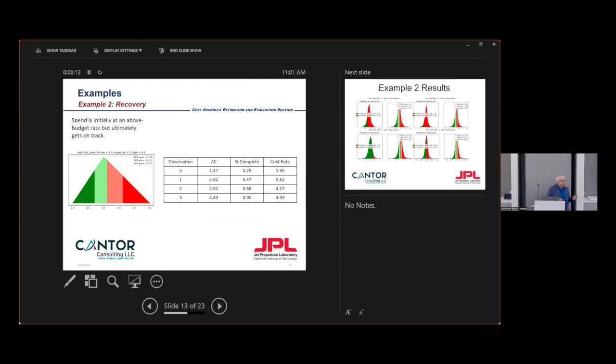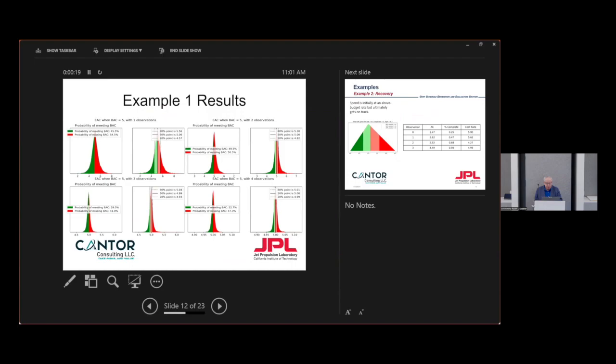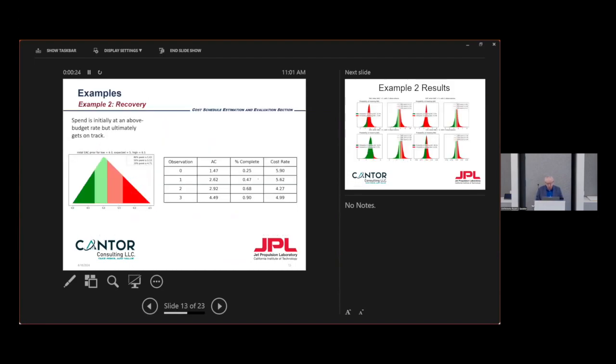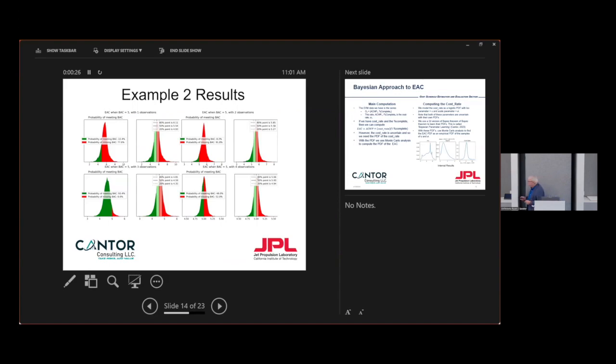Okay, so we got to 4.27, and then at the last time we're back on track. Now in this case, the results look very different, and you see that at observation 2, we're mostly in the red.